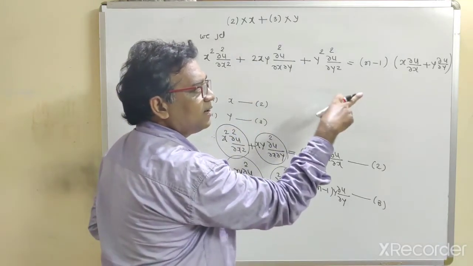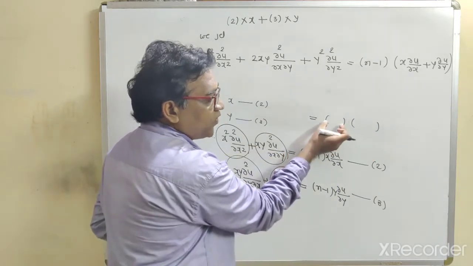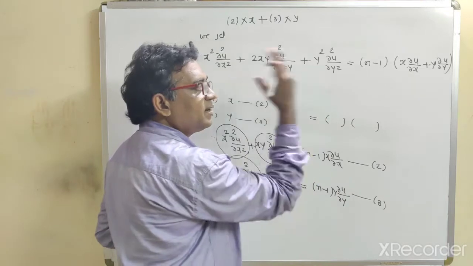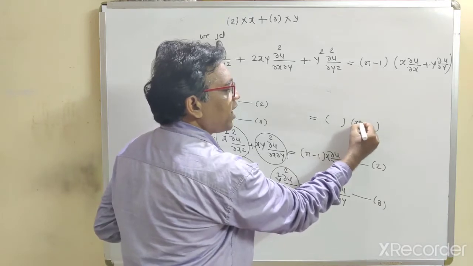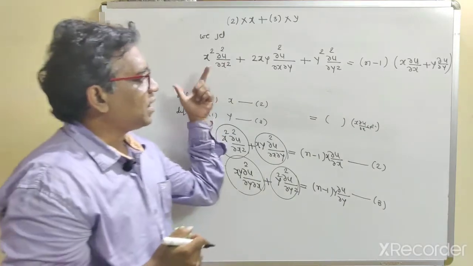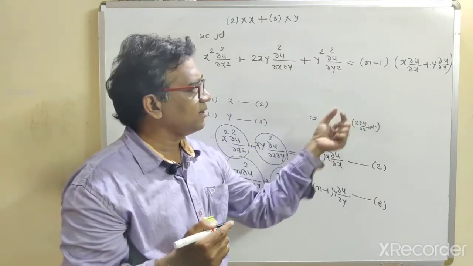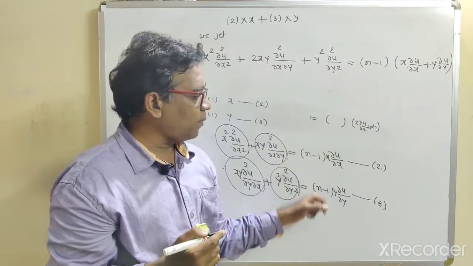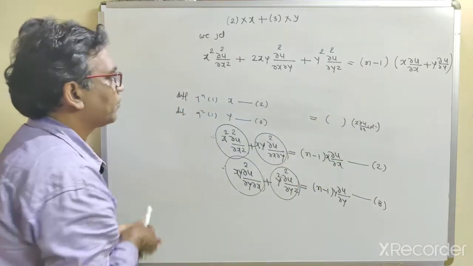How to write this right hand side? Right hand side contains, suppose, two brackets. This first bracket will be just the common term from equation 2 and 3, just directly write the common term from equation 2 and 3. Into second bracket, just put the statement of Euler's theorem: x into del u by del x plus y into del u by del y. So see, this left hand side is just a bracket square type term. How to write this right hand side? It contains just two brackets. What is the first bracket? It contains the common term from equation 2 and 3. What is the next bracket? It contains the Euler's theorem.